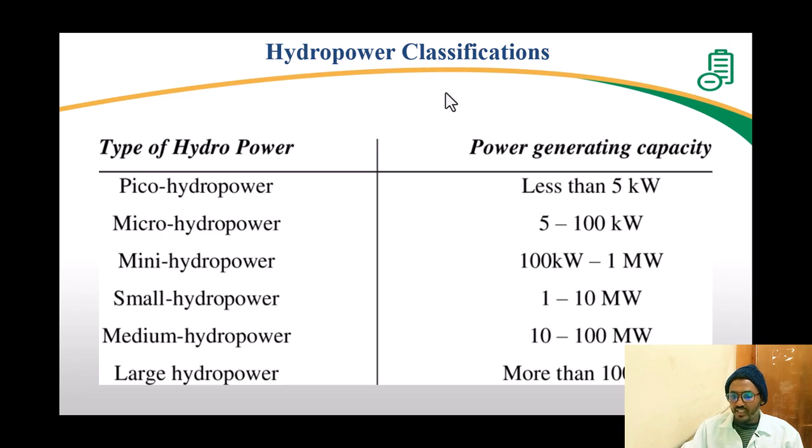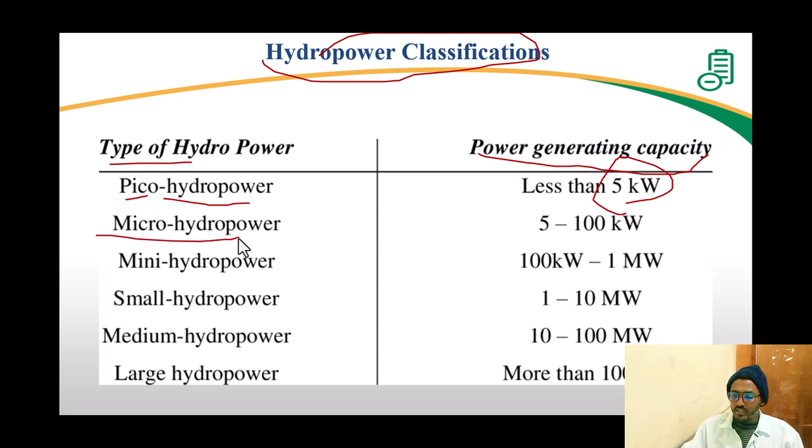So let's see hydropower classifications. We have here the type of hydropower, and here we have their power generating capacity. The first one is pico hydropower. If it generates less than 5 kilowatt, we call this pico hydropower. And we have micro hydropower, which is 5 up to 100 kilowatt.